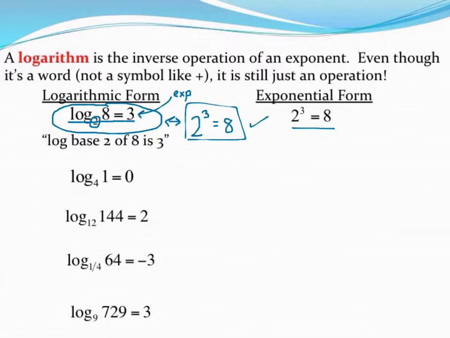So let me show you one more, and then I'll have you guys pause the video and try the next few on your own. So my next equation says log base 4 of 1 is equal to 0. If I want to write that using exponential form, 4 is my base. The answer to a logarithm is an exponent, so 0 is going to be my exponent. And then I'll put that equal to 1. And of course I could check that, and 4 to the 0 power, anything to the 0 power besides 0 is equal to 1. So that's true.